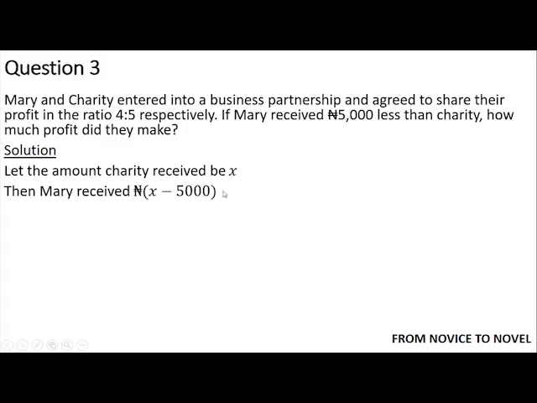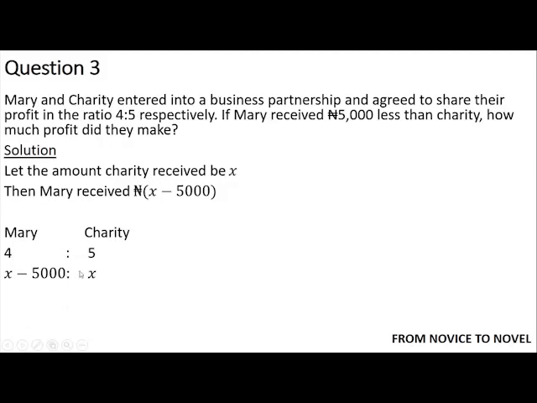So now that we know this, then we can now have this expression. Mary is denoted as 4, Charity denoted as ratio 5. And then we know that Charity now is taking X and Mary is taking X minus 5,000 naira. So all we just need to do is fix them accordingly. When you do that, X minus 5,000 falls under 4, X falls under 5.